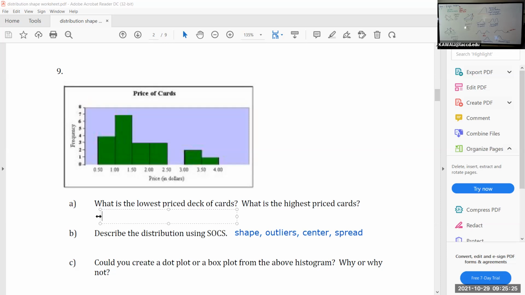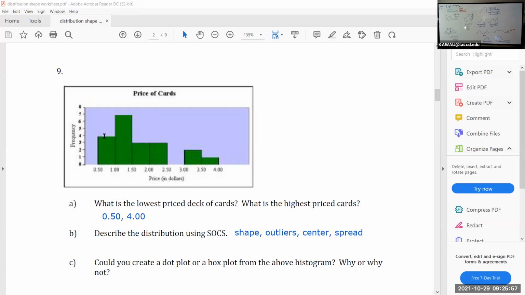So the lowest price is 50 cents and the highest price is $4. In terms of shape, I would say bimodal. I don't think this is an outlier because there's a bunch of people grouped together over here. The center is probably the center of the number of people.